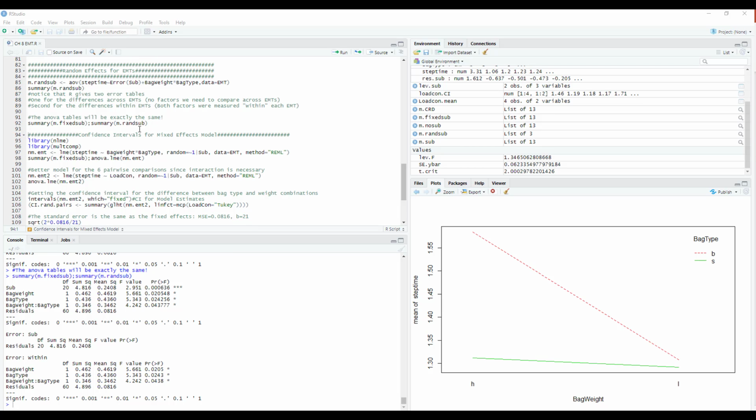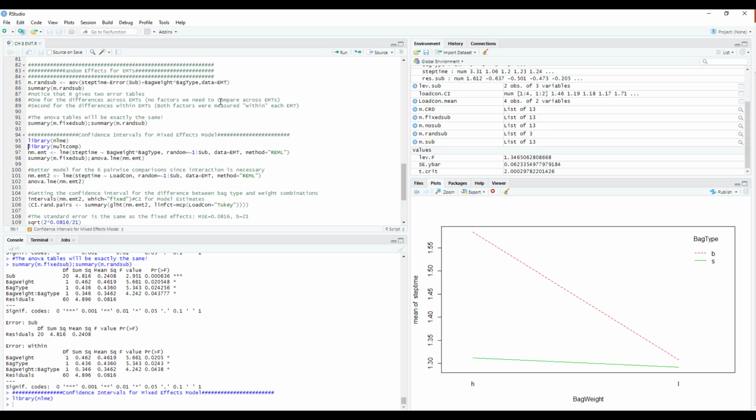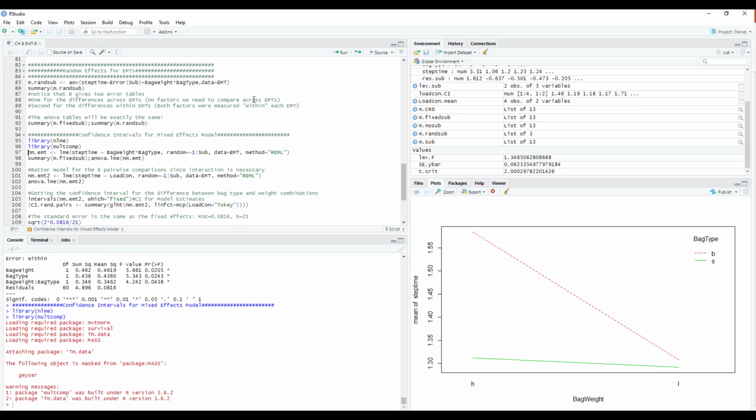The problem, though, is if we want to go about extending these to creating confidence intervals, the functions that we used above don't really like when you include an error term inside of the model itself. So we'll use the nlme library so that we can fit a linear mixed effect model. And for the comparisons, we're going to use the multcomp package as well. So you can go ahead and load both of those in.